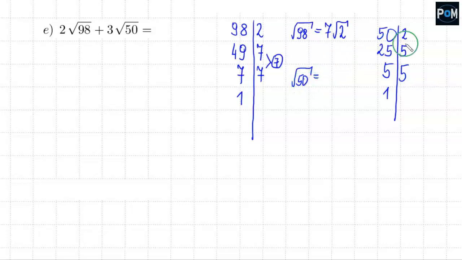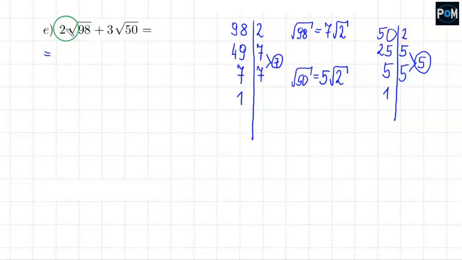Now I'm reading. The square root of 50 is equal to, and here I have a pair of 5s, so I get a new 5 from these two 5s. I'll put this new 5 here at the beginning. Now I'm left with this unmatched 2. I put this 2 under the root here. Then my calculation will be like this.